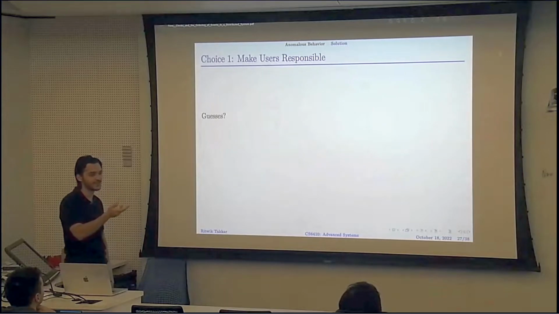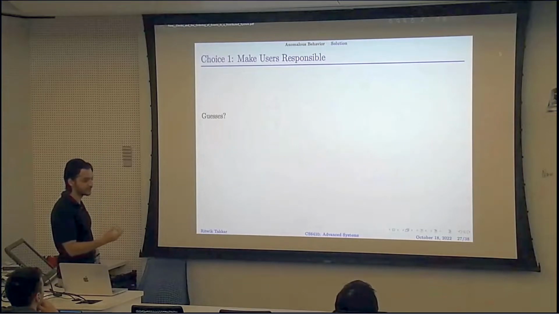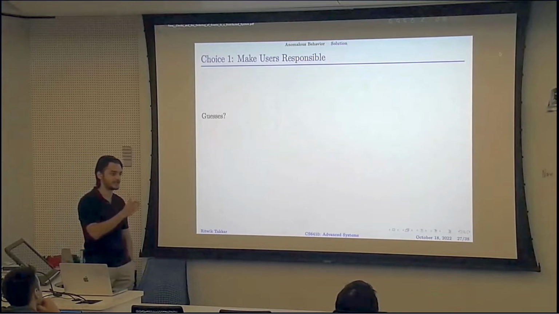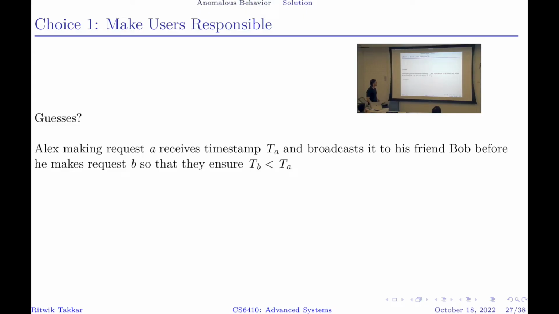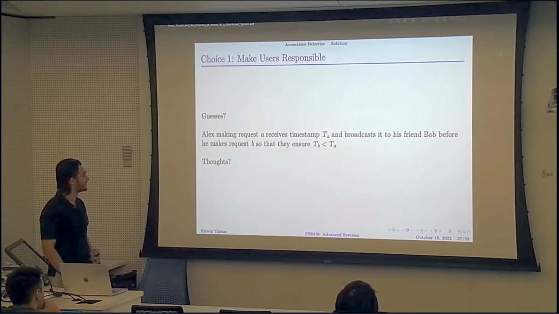So you basically share your timestamp so that when your friend puts in their request, they know that their timestamp should not be earlier than or equal to your timestamp. Yeah, that's pretty much what Lamport says too. That's choice 1. Is that a scalable approach? I don't think so either.